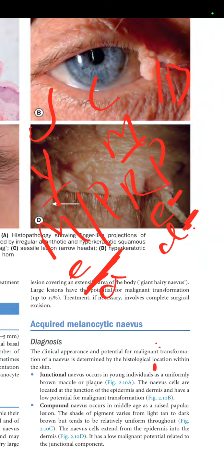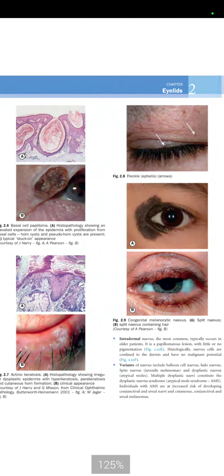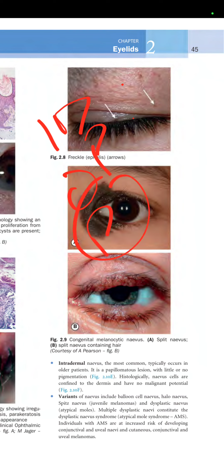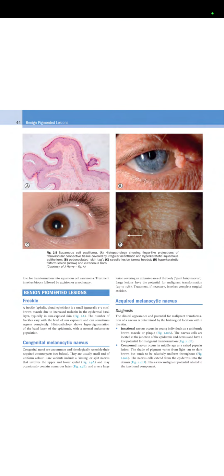Now we have intradermal nevi. They are the most common and typically occur in older patients. It is a papillomatous lesion with little or no pigmentation. The nevi cells are confined to the dermis and have no malignant potential. So the junctional type has the most malignant potential as compared to the other two types.